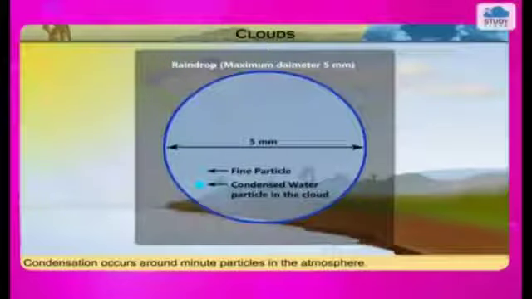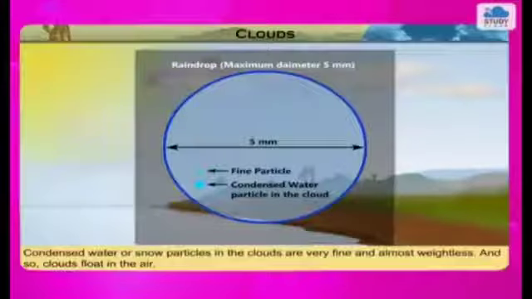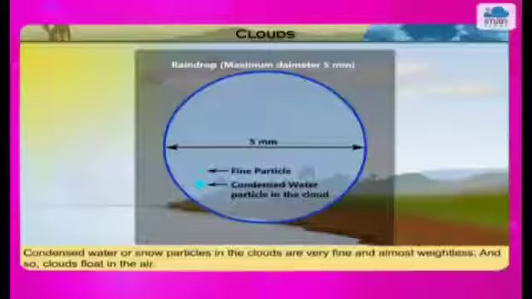Clouds. Clouds are a form of condensation at higher elevation. Condensation occurs around minute particles in the atmosphere. Condensed water or snow particles in the clouds are very fine and almost weightless. And so, clouds float in the air. See this figure.